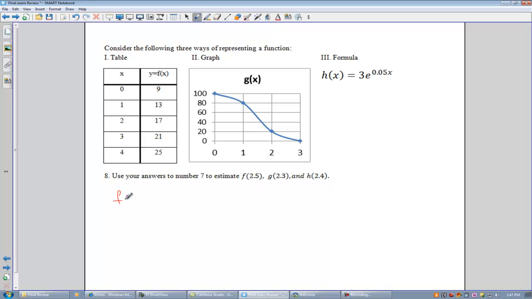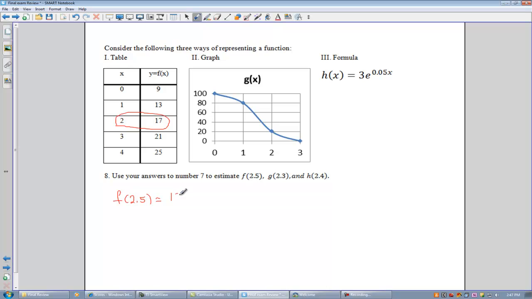Okay, so the idea behind this is if you know the rate of change, then you can estimate what's going to happen in the future, or at a point that you're not given. So the idea is like, look, here you have the input 2 and you get out 17.